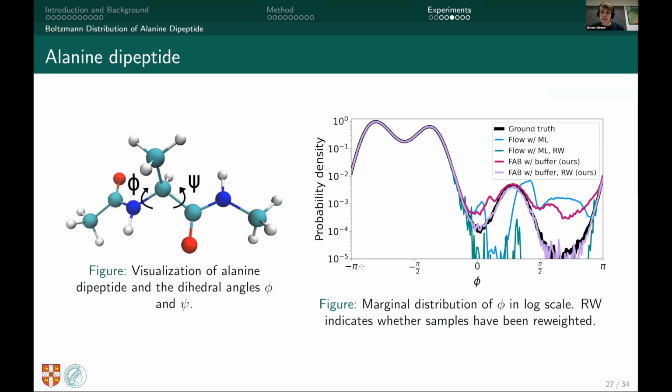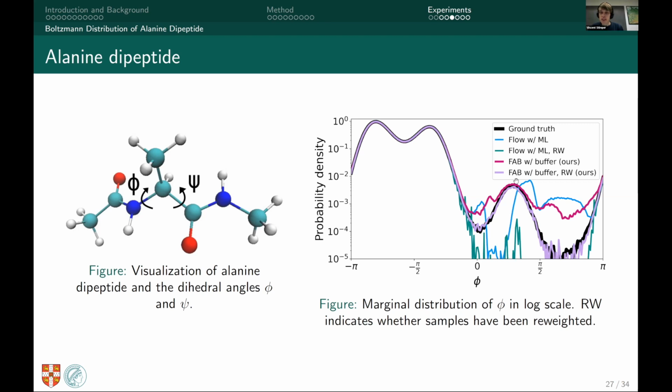And here on the right side of the slide, you see the marginal distribution of the angle phi, but you see the probability density not in the usual scale, but in log scale. We do this in order to highlight that there's a very dim mode here on the right side, roughly at pi divided by 4.